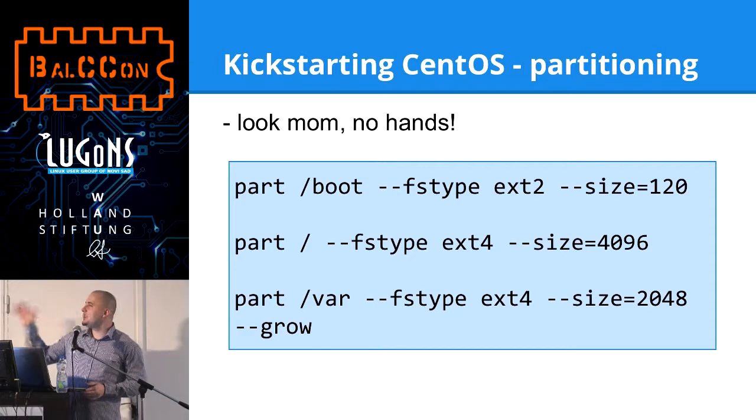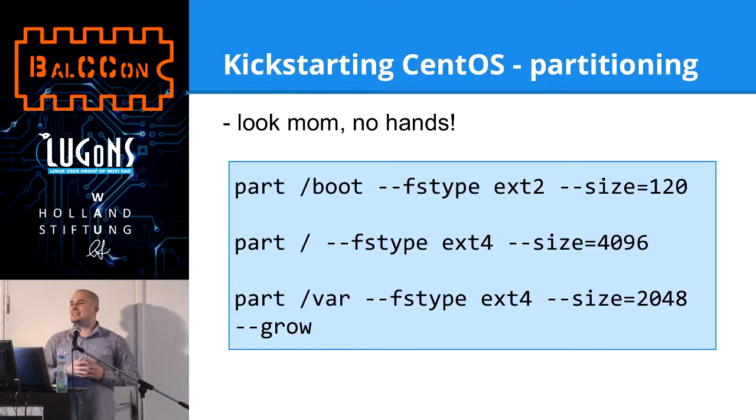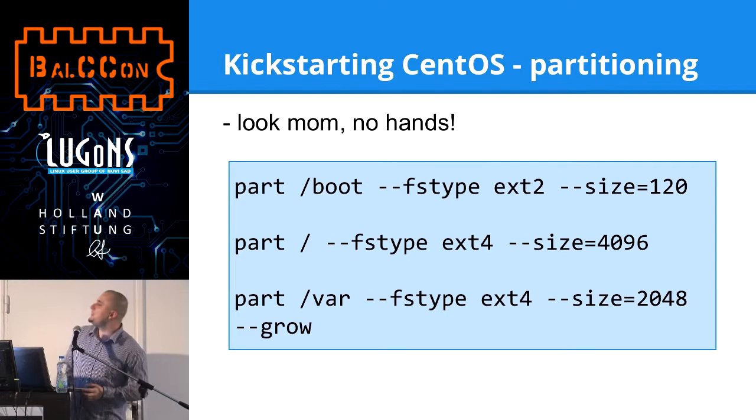We've used a CentOS feature called kickstarting, which is basically a predefined set of answers to those basic questions. What will be your password? What's the partitioning scheme, and so on. And this is the proposed partitioning scheme. As you can see, there is a boot partition, a root partition, and a var partition, which is the largest one, and it will grow to the maximum size of the hard drive, because MongoDB uses the var partition as its repository. It stores data on the var partition.